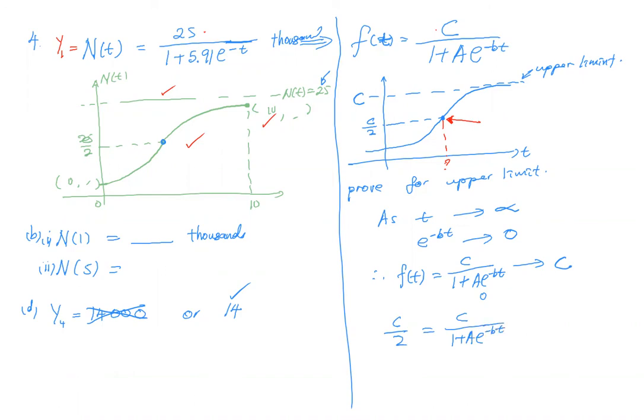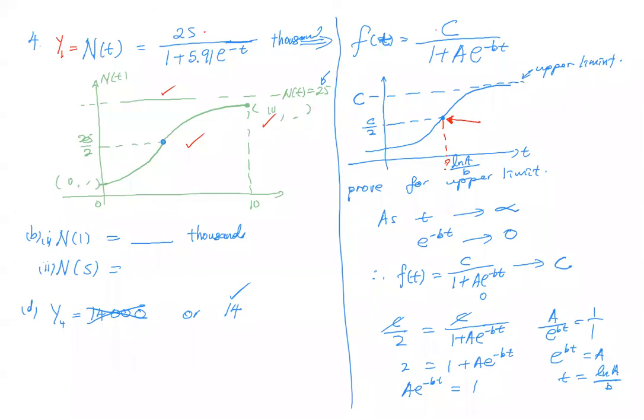So C and C cancel. So 2 equals 1 plus A e to the power negative BT. So A e to the power negative BT is equal to 1. So A over e to the power BT is equal to 1 over 1. So e to the power BT is equal to A. So your T will be ln A over B. So it's good to write down this formula here also.